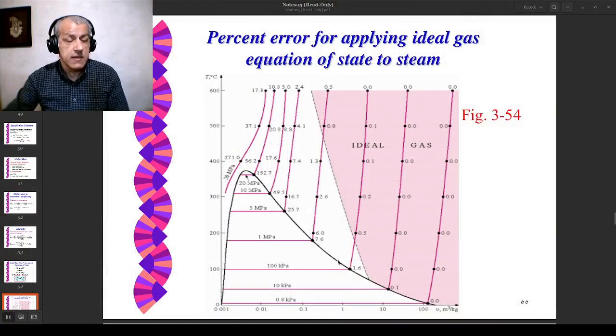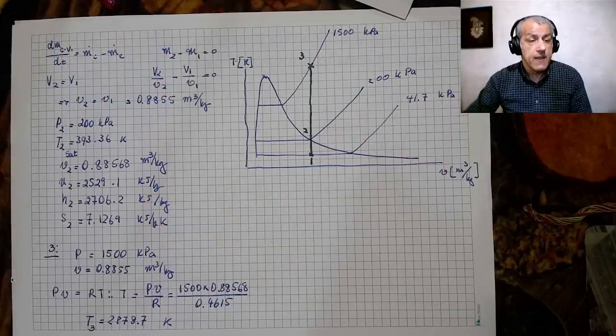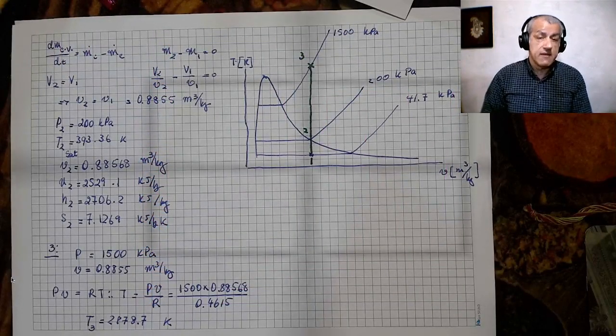that just going at constant specific volume here would end up somewhere up there, crossing the 1.5 megapascals, 1500 kilopascal line. So we expected it to happen. It is correct. And now we know that this happens just at 2878.7 Kelvin.